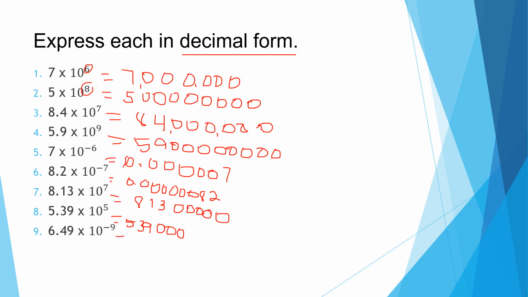Okay, so we have 1. So let's start from 0. 1, 2, 3, 4, 5, 6, 7, 8, and then 6, 4, 9. Kasi negative 9, ano? So, bilangin natin yan. 1, 2, 3, 4, 5, 6, 7, 8, 9. Yan. Tama. Okay? Number 10.